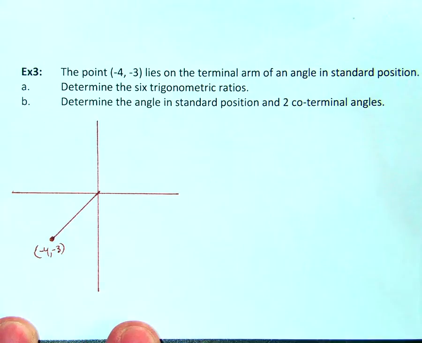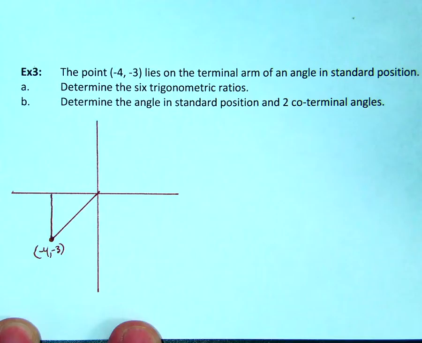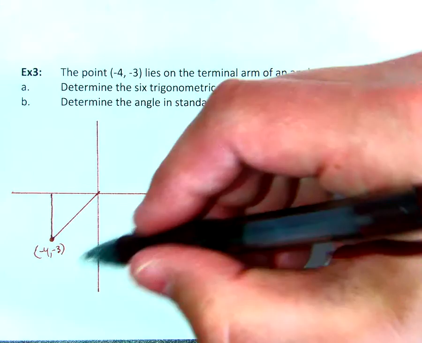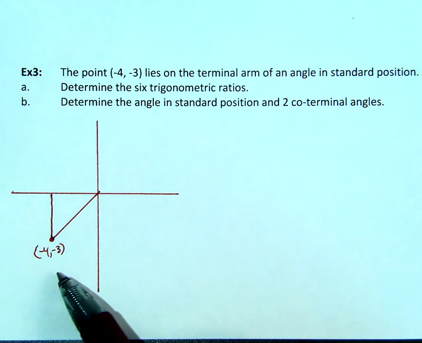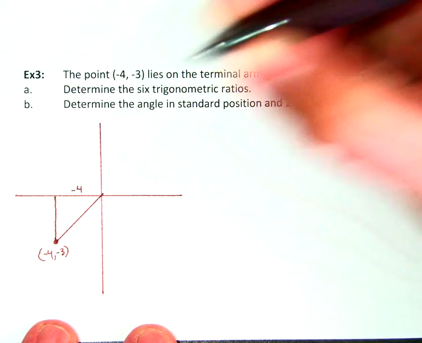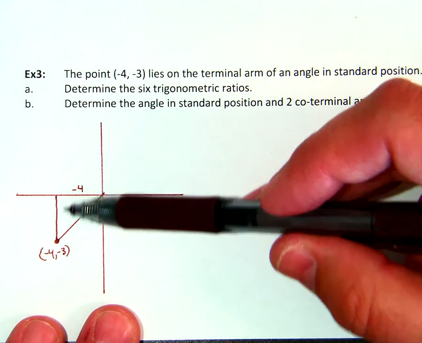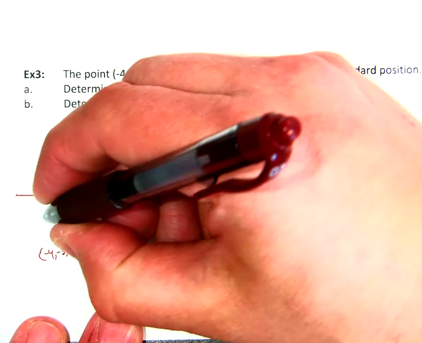(4, -3), and then back to the x-axis. So if I think about where this point is and where those sides would be, so negative 4 is on the x-axis, so that's telling me that this length of that side is negative 4. The length of the side that's parallel to the y-axis would be negative 3, since it's telling me that this point is down 3.